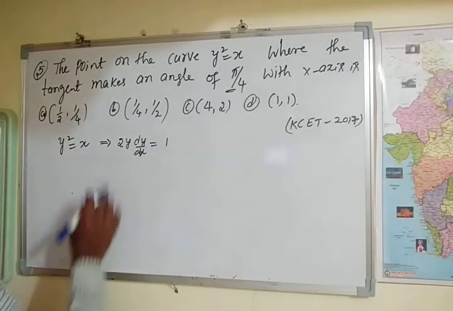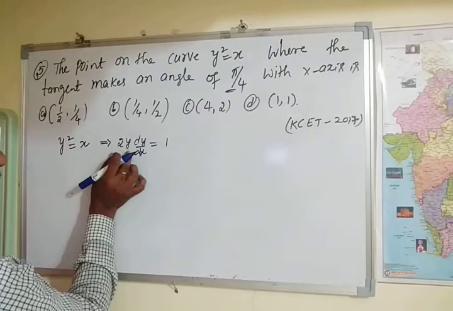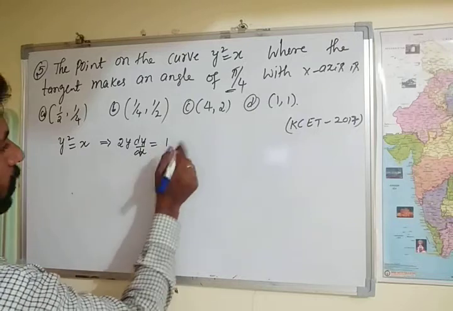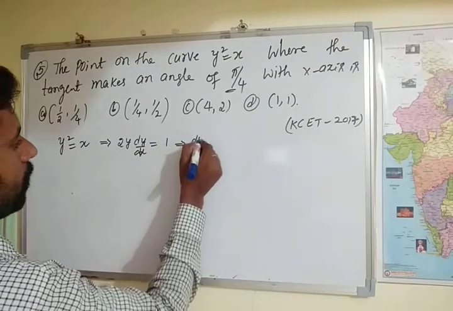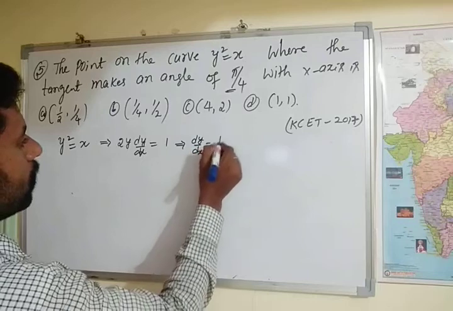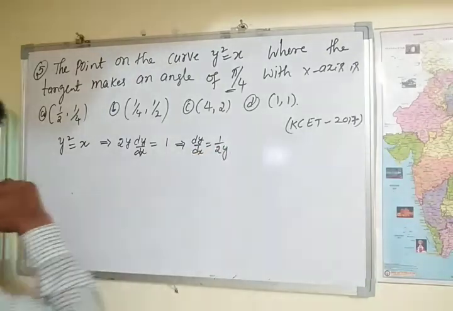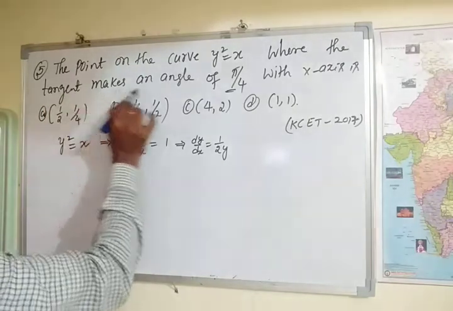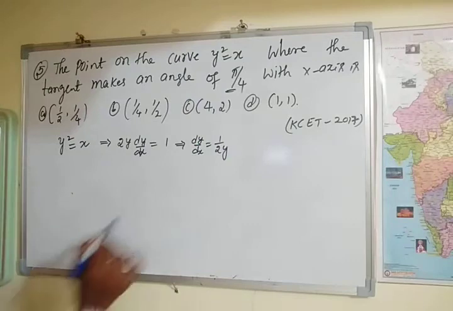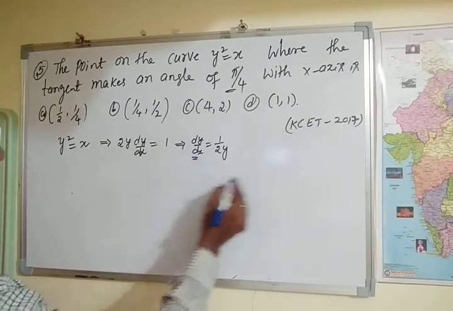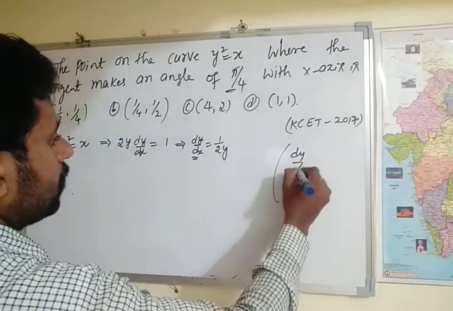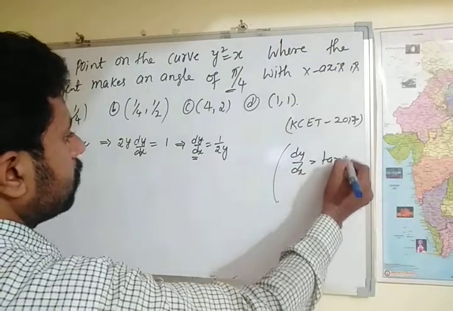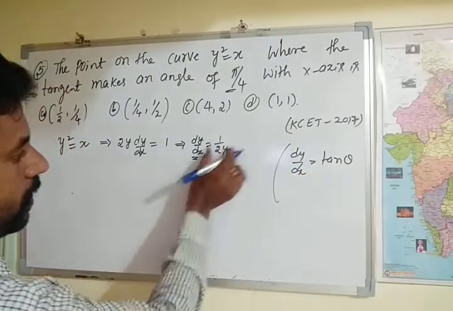Next step, divide both sides by 2y. On the left hand side, 2y gets cancelled. This implies dy by dx is equal to 1 divided by 2y. Now here, where the tangent makes an angle of 45, that means pi by 4, dy by dx is tan theta. dy by dx means the tangent slope. Tan theta is equal to dy by dx. Here we have dy by dx as 1 by 2y.